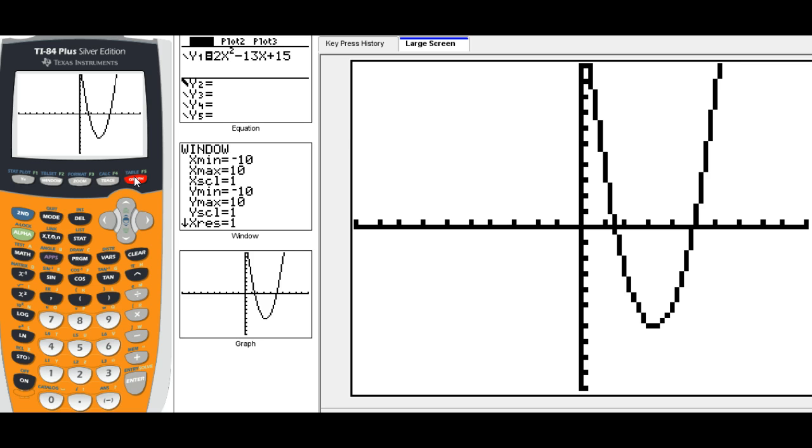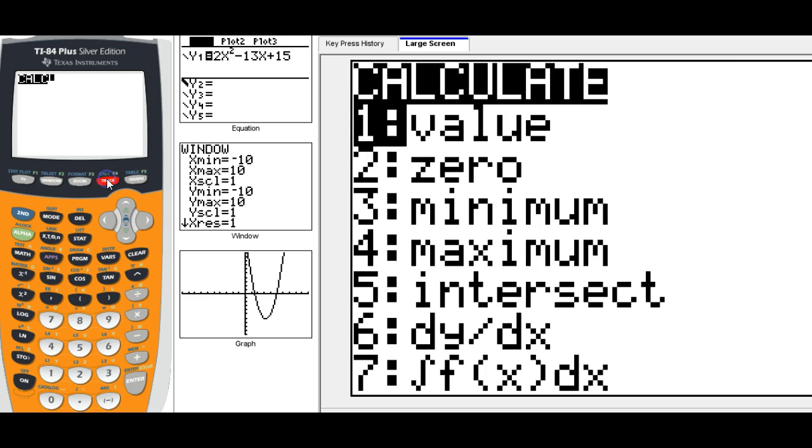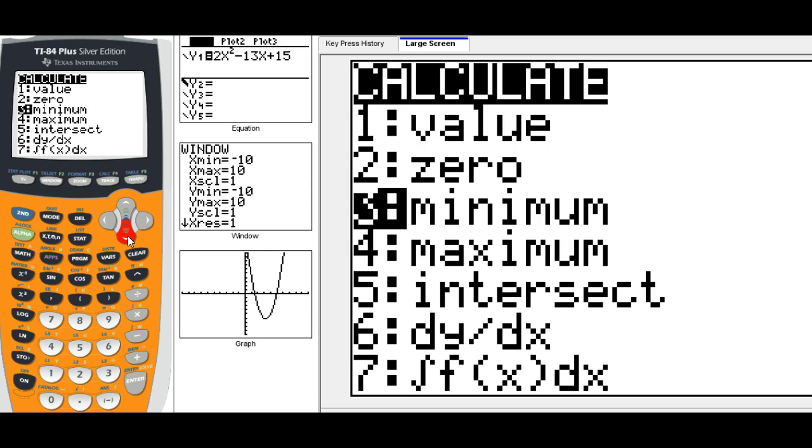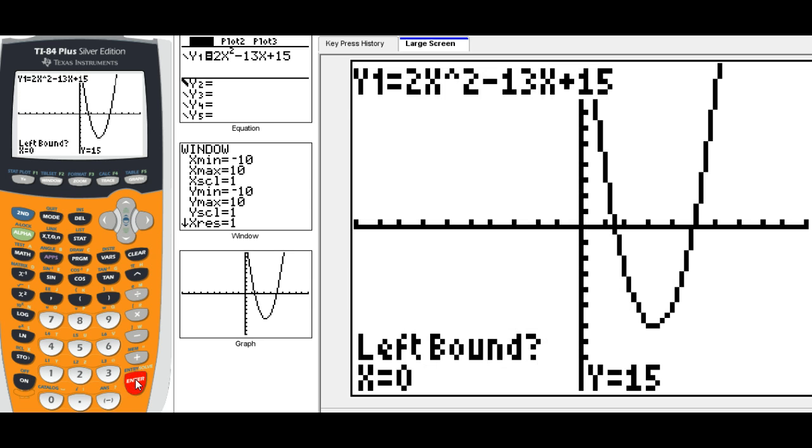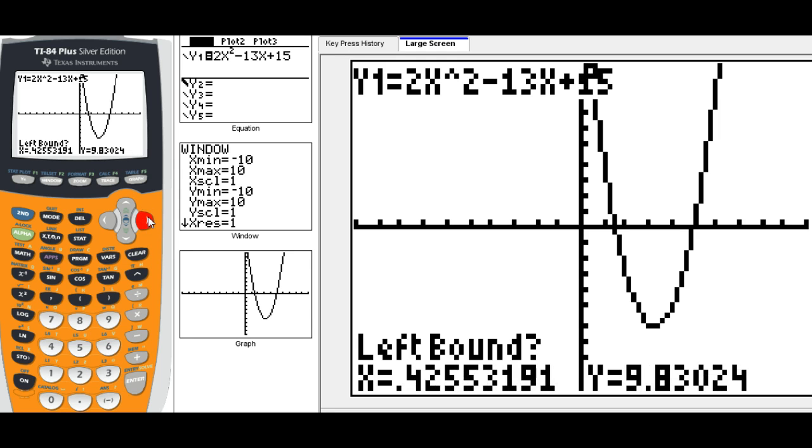Part B asks you to determine the coordinates of the vertex. So to do that, we're going to go second function, calculate. And this parabola opens up, so I'm no longer looking for a maximum, I'm looking for a minimum. So now we're going to go down to number 3. What's the minimum value? That's where the vertex is going to occur. And it's the exact same thing as last time, left boundary, right boundary. So let's move our cursor until I am somewhere left of that lowest point. You can see the cursor blinking. I am now left of the vertex.